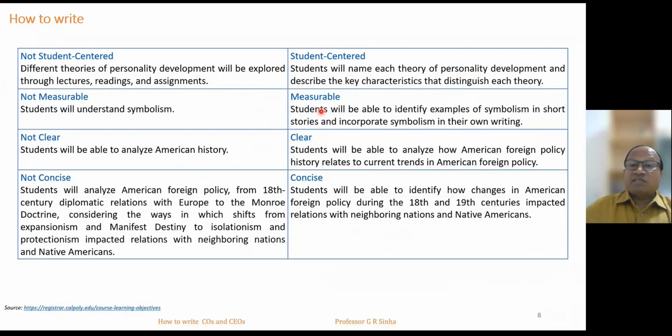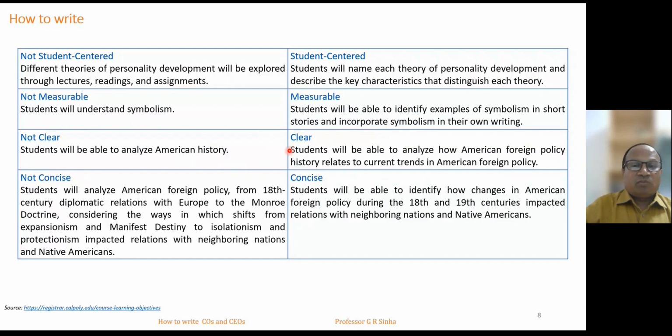See how to assess whether it's measurable or not. When we say students will understand symbolism, it's a generic statement. Whether the student will be involved in understanding or not is not clear. But when you say students will be able to identify examples of symbolism in some stories and incorporate symbolism in their own writing, they are actually practicing and involved in identifying the examples. They're able to highlight and explain some examples, and not only that, they're also able to incorporate symbolism into their own writing styles.